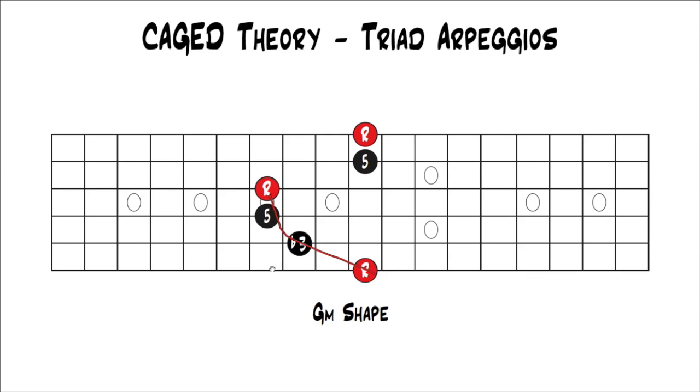You have root 3 5 root to here, but then you need a flat 3 in between the root and the 5. So you could add that in right here. So then you'd have a G minor shape arpeggio, and you could play that in order up and down and just land on the lowest note, and that would be your root note.